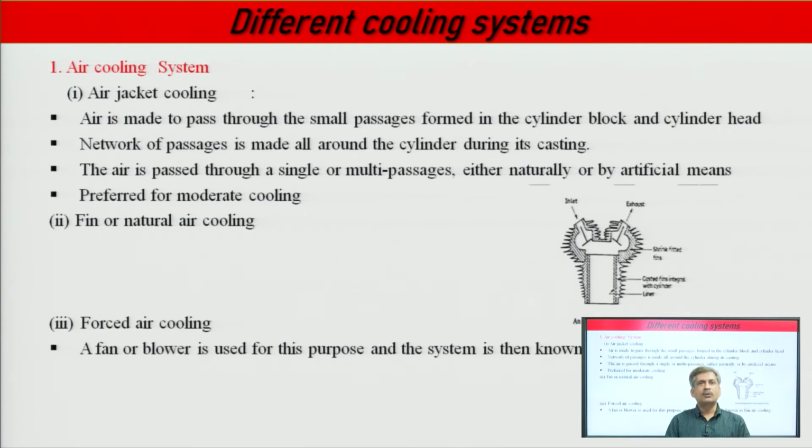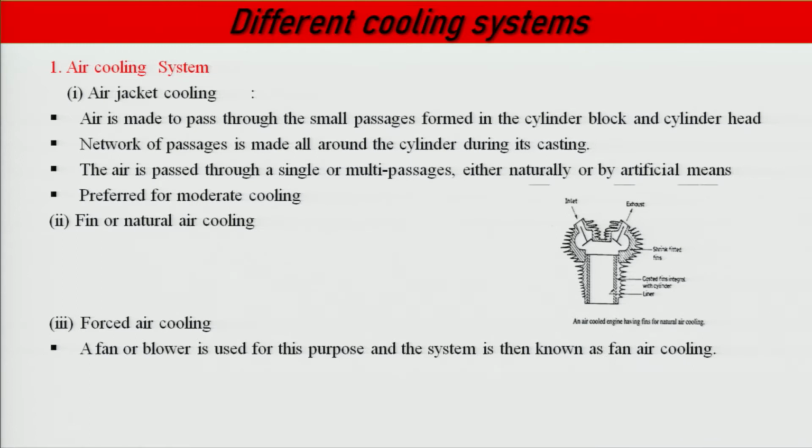Coming to the air cooling system, you all know that here the working substance is air. We are cooling the surface of the cylinder of the engine with the help of air. The first one is air jacket cooling. We will discuss all these types one by one. In air jacket cooling, air is made to pass through small passages formed in the cylinder block and cylinder head. So, the working substance is air here.